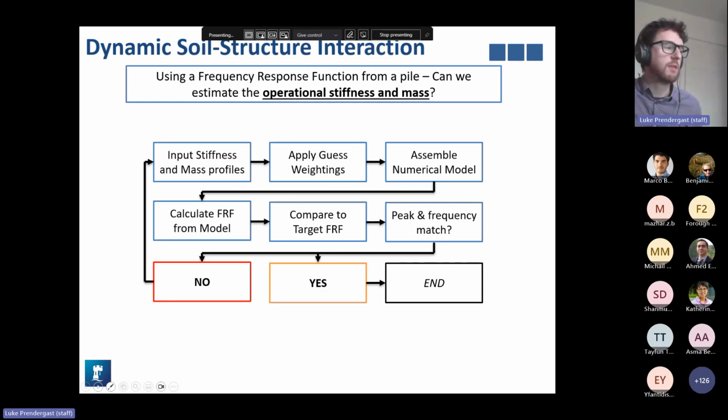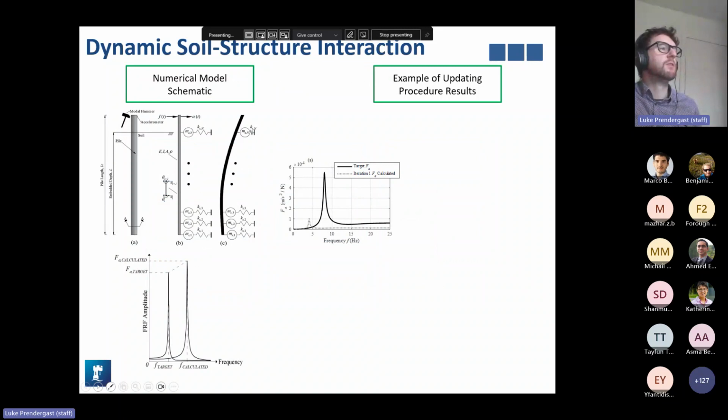So I'm going to demonstrate that a little bit with a numerical prediction, but also with actual experimental data in the next slide. So on this slide, what we see is an example of the updating approach. So we have our actual pile. We've got our numerical model. This is an example of what the first mode of vibration should approximately look like. Then this is a schematic which shows us what the frequency response function of the actual system is. This is the first predicted one from the calculated one, and the idea is to minimize the difference in the peaks. So the objective function is to minimize this difference.